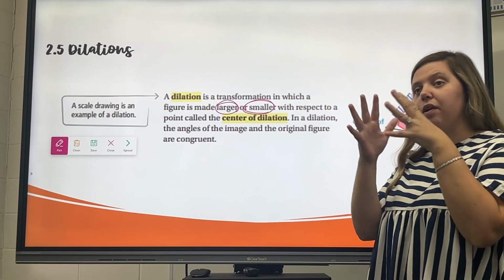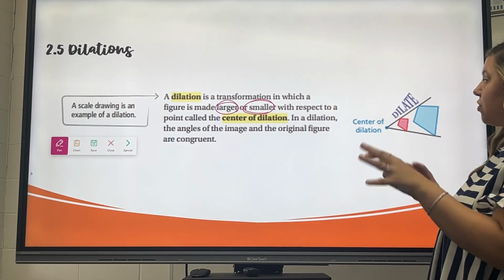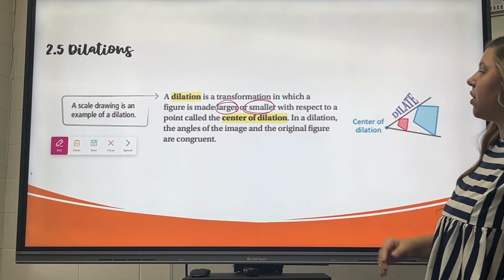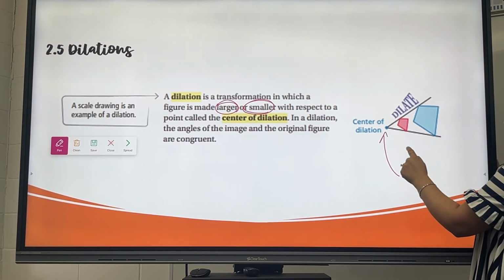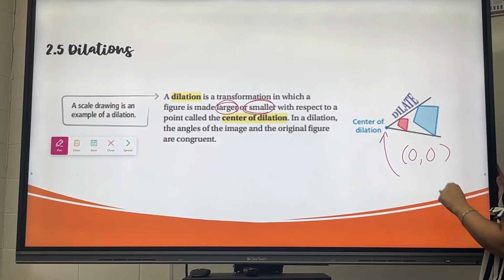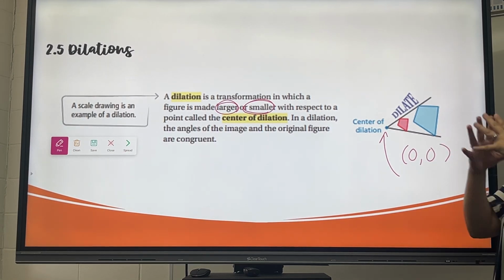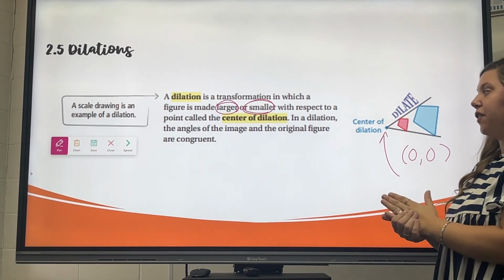They enlarge or reduce, getting larger or smaller, around a certain point called the center of dilation. Now our center of dilation, please write this, is (0, 0). Okay, we are dilating with respect to that origin, that center point on the graph, okay?